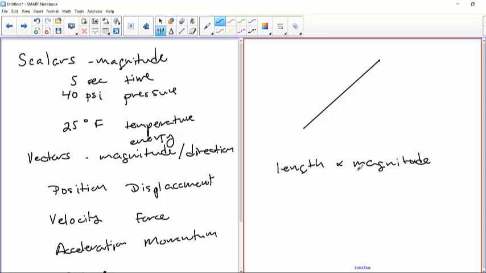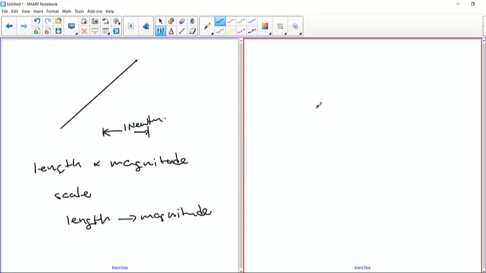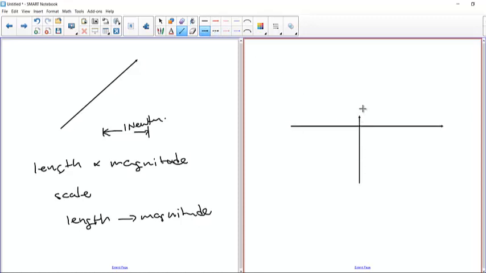And so you're going to have some kind of a scale that relates the length to the magnitude. So if we were drawing vectors, we might have a scale that said this distance is equivalent to 1 Newton. So if we have twice the distance, it's 2 newtons. So the distance is representative of the magnitude. Then you've got the direction. The directionalities we usually deal with are associated with the Cartesian coordinate system. So this is your typical XY thing that we're used to.